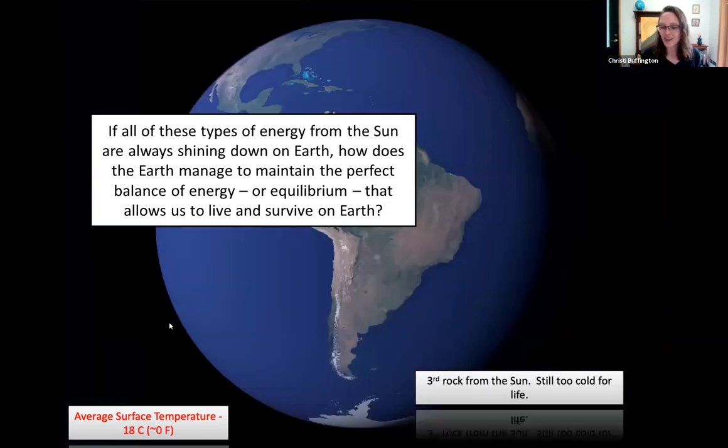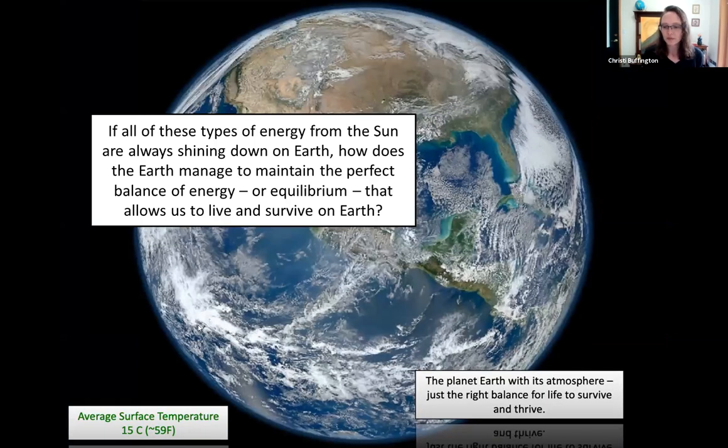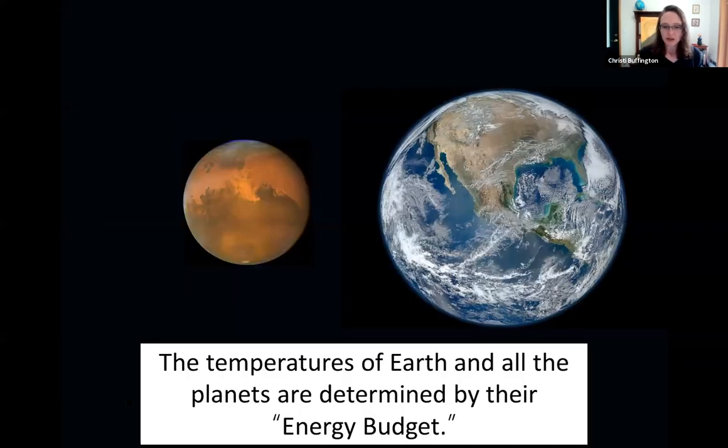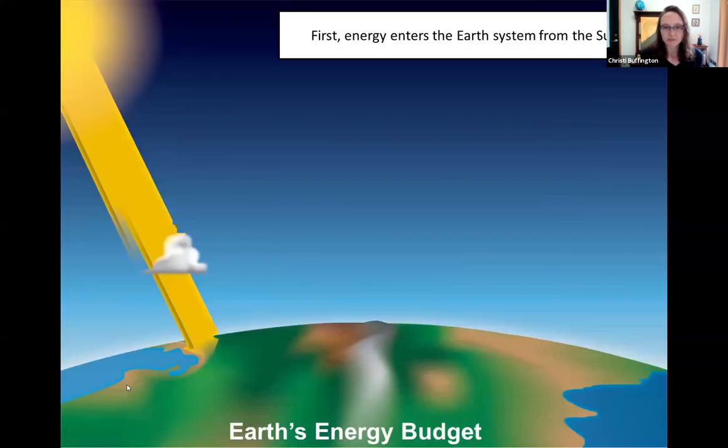The third rock from the sun, though, Earth, is perfect for life with an atmosphere. It'd be too cold for life without that atmosphere. So how do we get, and here we have our average surface temperature of 15 degrees Celsius, and now it's 18 degrees Celsius. And how do we get that way? We get that way by our energy budget.